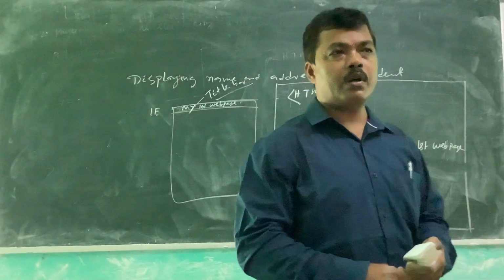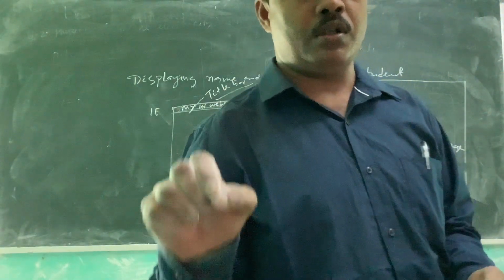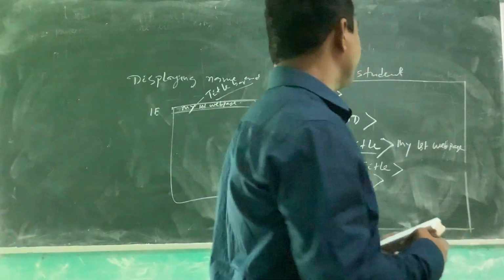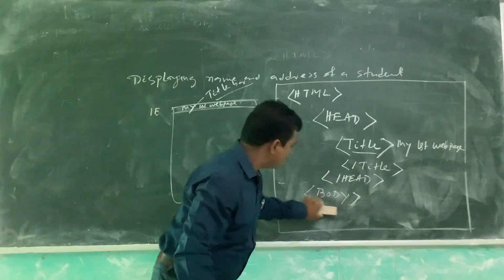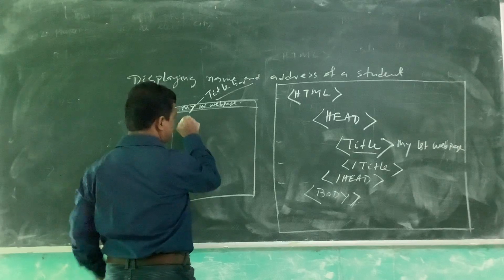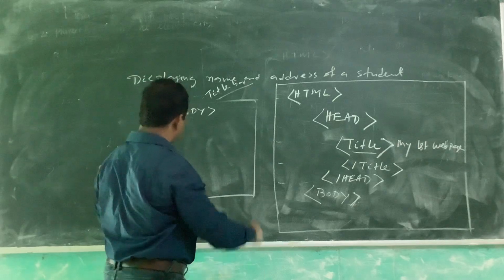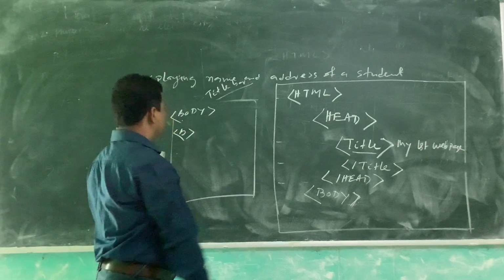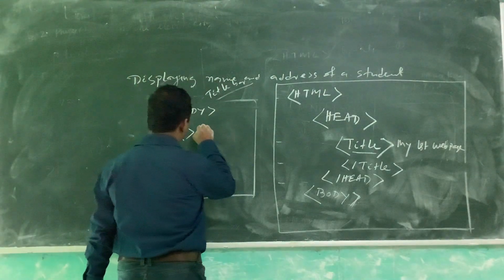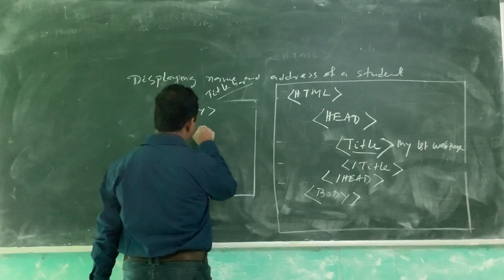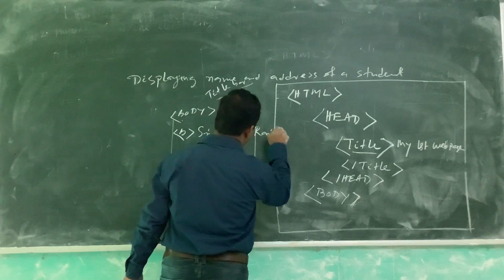Okay. Our question wants to show the name of a student in bold character or boldface. So I am escaping from this point to this. After typing body, let us write the B tag and type the name of the student, Sri Malaya Ranjan Sam.